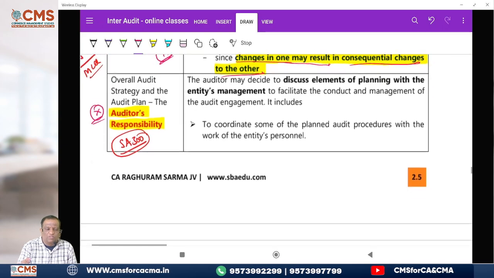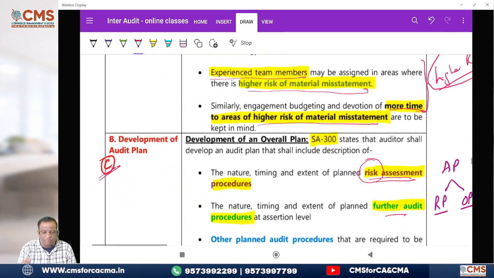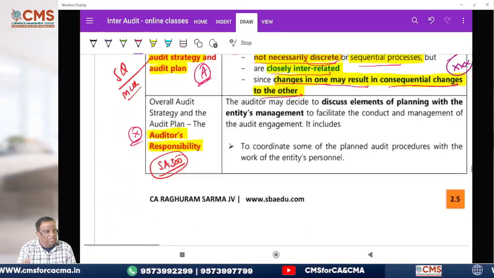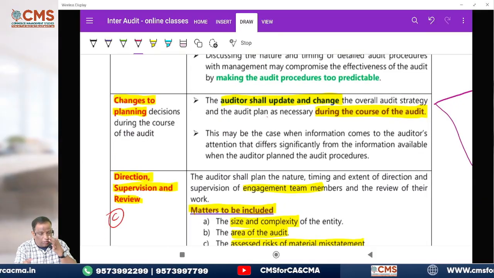Then whose responsibility? I will ask the basic question. Whose responsibility is it to prepare the audit plan and all? Audit plan or audit strategy, is it the management's or the auditor's responsibility? It is the auditor's responsibility to do that.